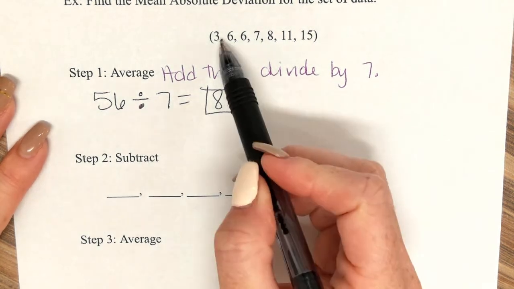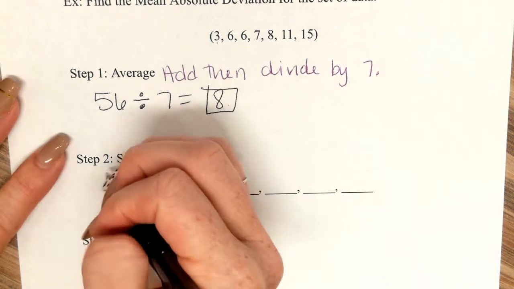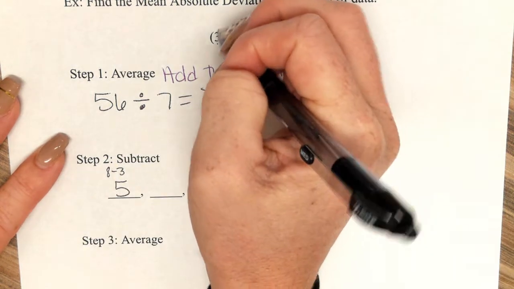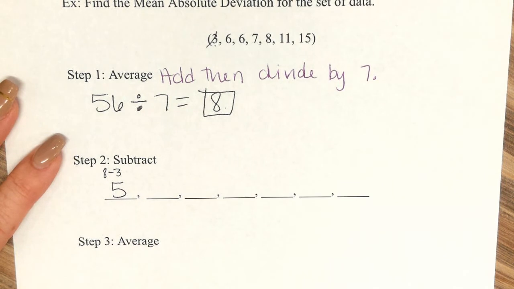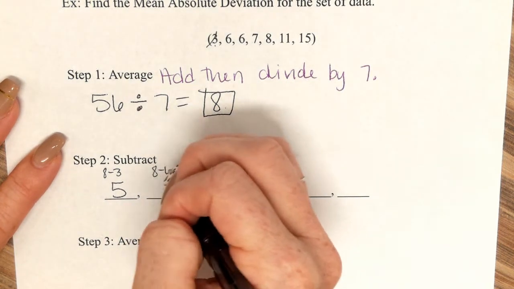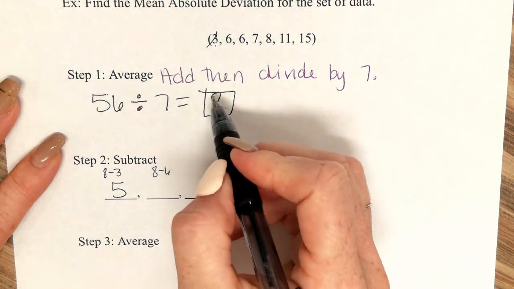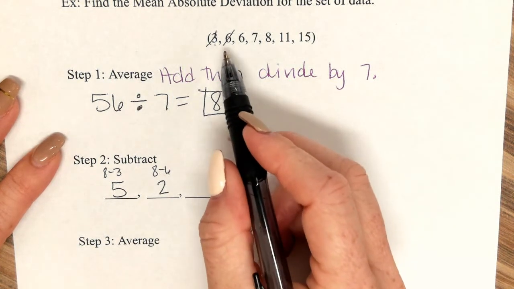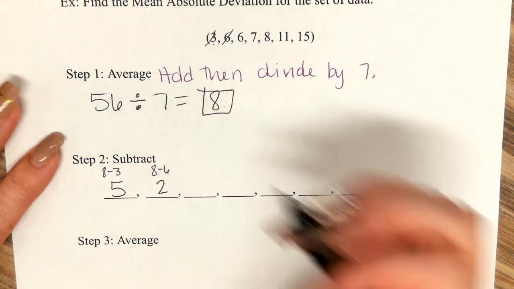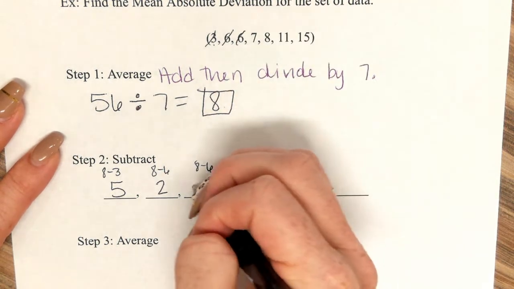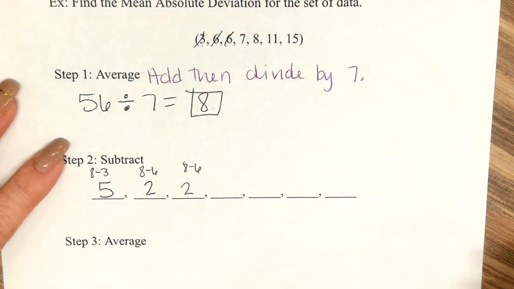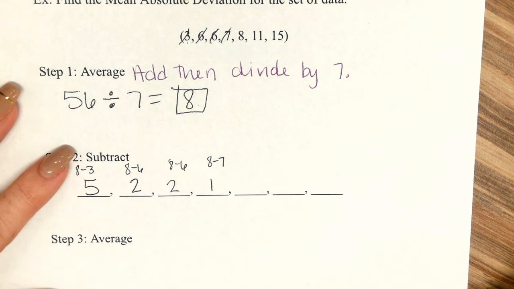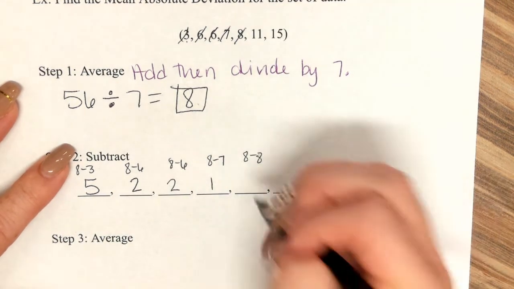I'm going to do 8 minus 3. So I'm going to put there 8 minus 3. What is 8 minus 3? 5. And I'm going to mark it off to show I've done it. All right, what's my next one? Somebody say it. 8 minus 6. What is 8 minus 6? Okay, and notice that I marked it off to show I've done it. The next one, 8 minus 6 again, which is 2. The next one, 8 minus 7, which is 1. 8 minus 8, which is 0.